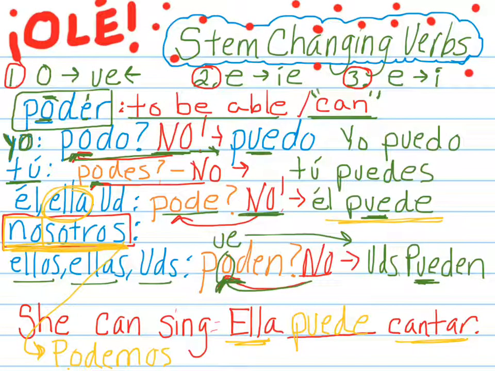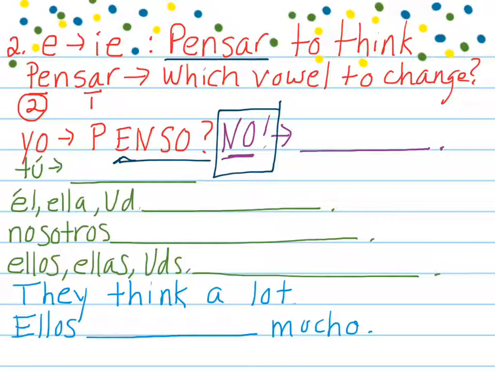It is not pode. Remember, the O has to change to the UE. Ella puede cantar. Great. So that's the O to UE. Next one we're going to look at is E to IE.